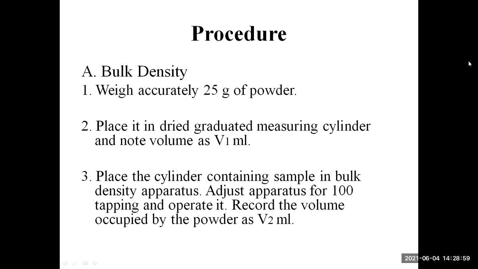Procedure: first, about determination of bulk density. Weigh accurately 25 gram of powder. Place it in dried graduated measuring cylinder and note volume as V1 ml. Place the cylinder containing sample in bulk density apparatus. Adjust apparatus for 100 tapping and operate it. Record the volume occupied by the powder as V2 in ml.